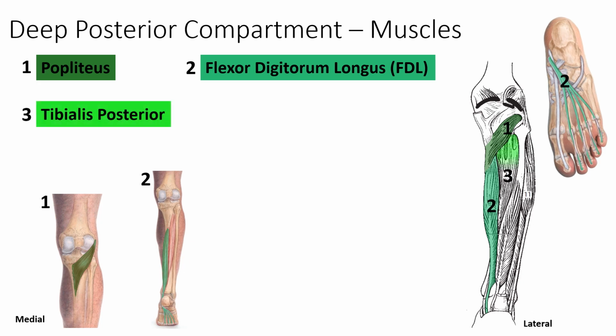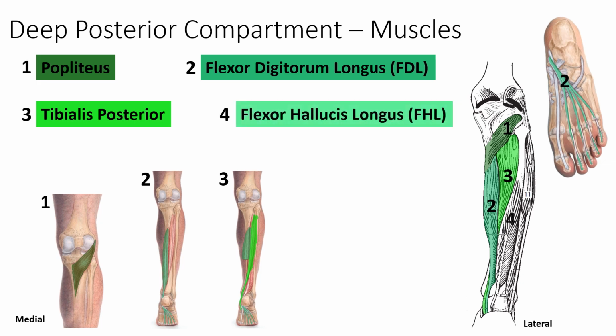Our third muscle is our tibialis posterior muscle, which, if we're looking at our view down here, where we're trying to look at the muscle individually, we will have to cut away our FDL in order to see the entirety of our tibialis posterior, since it is deeper to that.